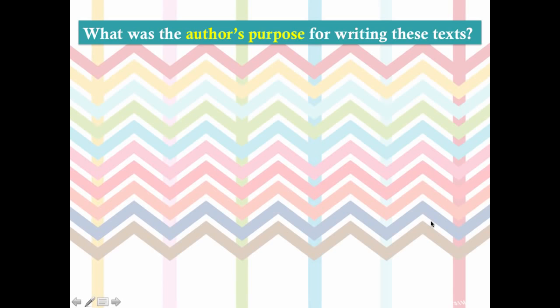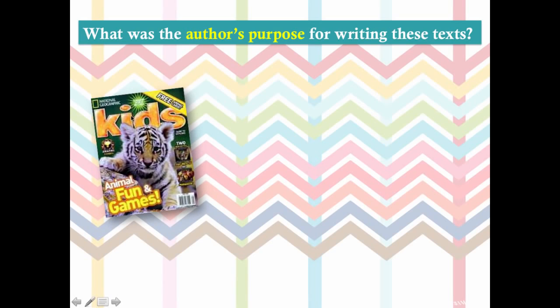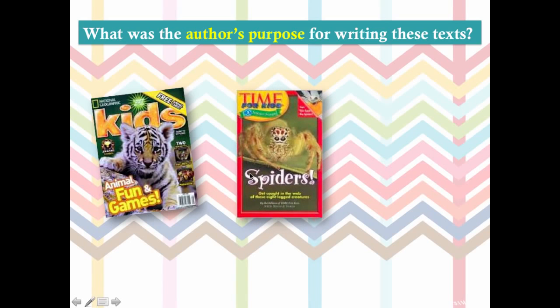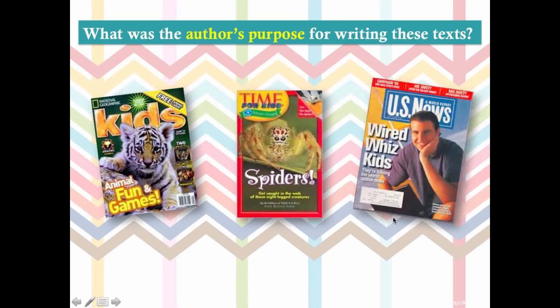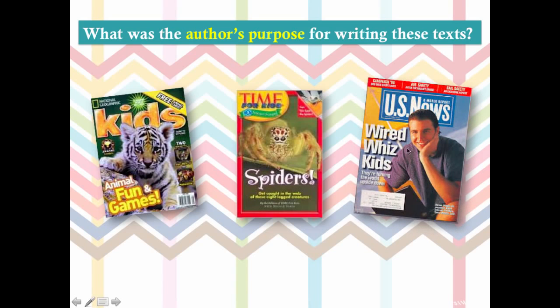All right, let's look at the next one. What was the author's purpose for writing these texts? Well, we've got a National Geographic Kids Animal Fun and Games. It looks like a magazine that has articles in it about animals. Here we've got Time for Kids, and this one is about spiders. So we're going to have articles about spiders and maybe some different creatures in there. And here's a U.S. News. It looks like they're going to have news and articles in there. This one looks like a Wired Whiz Kid. So they've got articles in there about timely news.